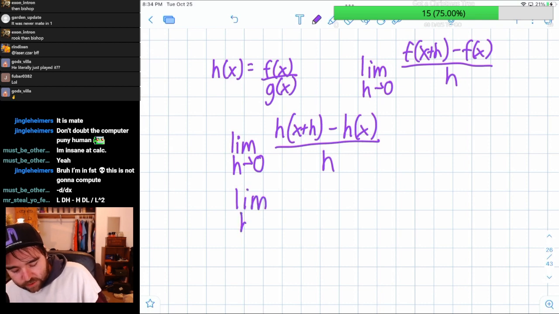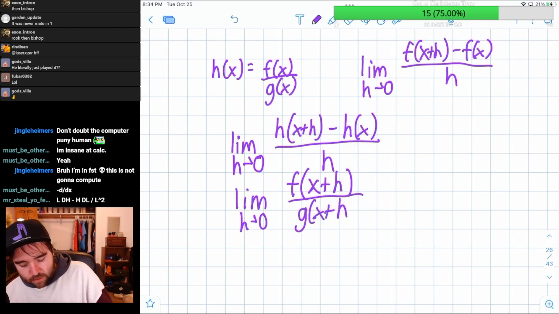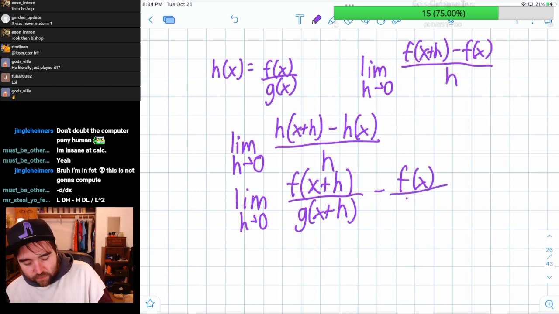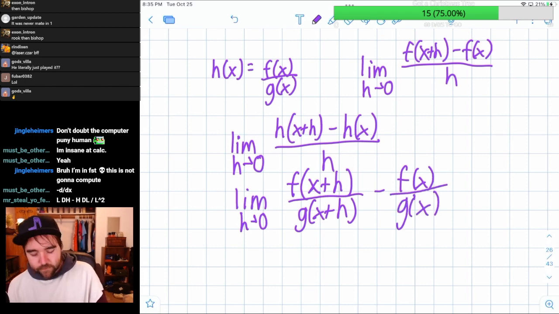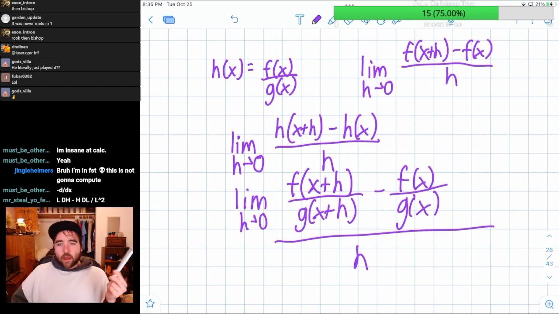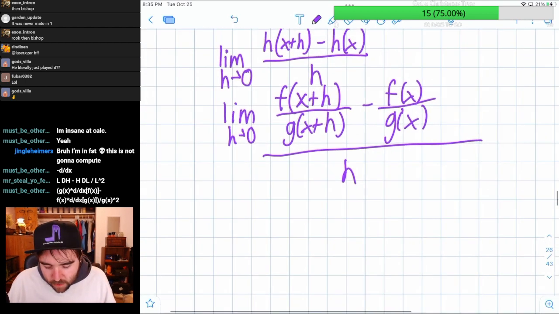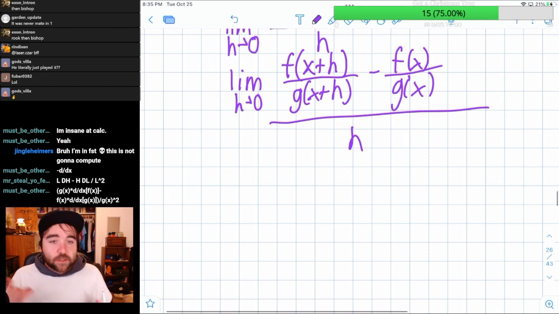Because what is the h function but f over g? So we're going to have f of x plus h over g of x plus h minus f of x over g of x, all of that over h. Okay, beautiful. So see how we're just using the limit definition to find the derivative of h. So let's just keep working through.